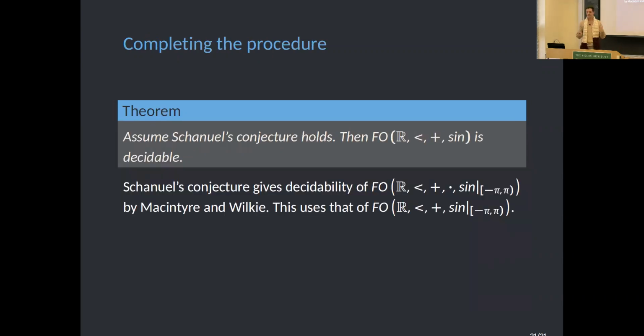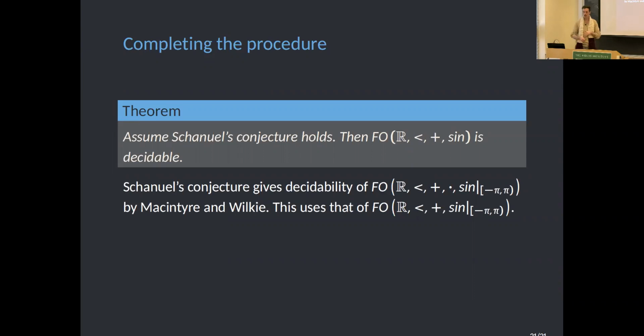And so the good news is that this theory, that we've now reduced to, is decidable. This is the second use of Schanuel's conjecture. And this is a very reduced form of a result from Macintyre and Wilkie, where they gave the conditional decidability of the real field with restricted sine. And we don't need all of that. We only need for this result, we don't need multiplication in there. So we're using something that's much stronger than what we need. And so maybe there's a way to not use Schanuel's conjecture here, but we already used it earlier, so it doesn't so much matter in that sense.